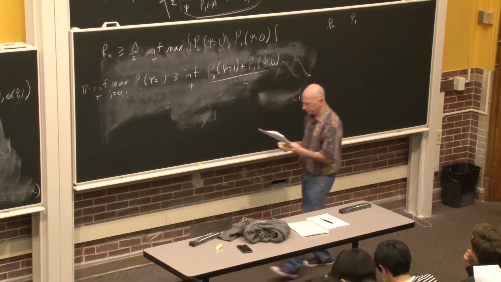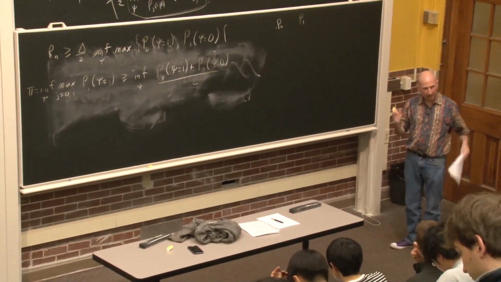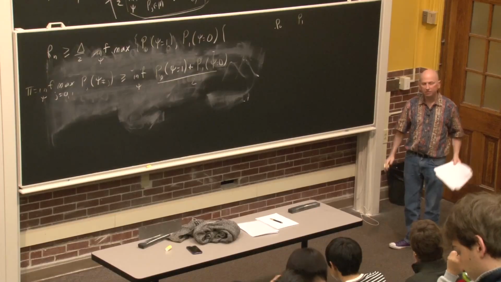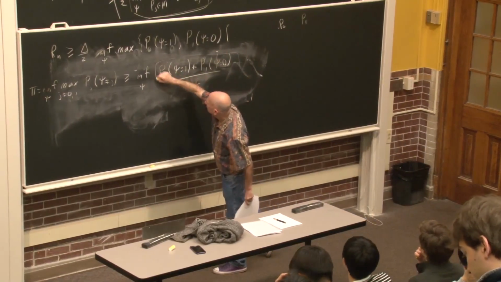Over 2. Right? The maximum of 2 is bigger than or equal to the average. But now, let's look at what we have here.